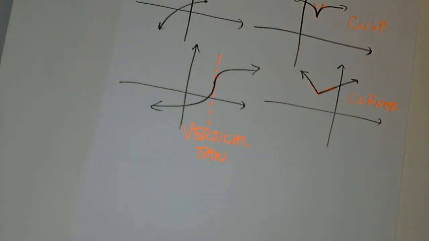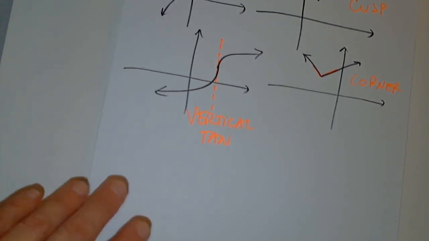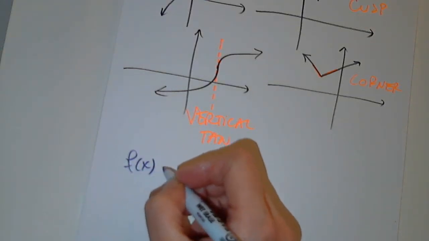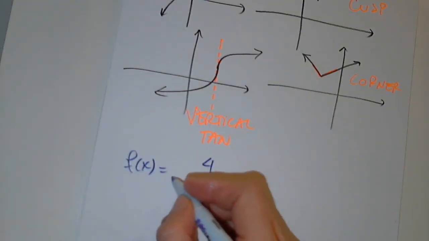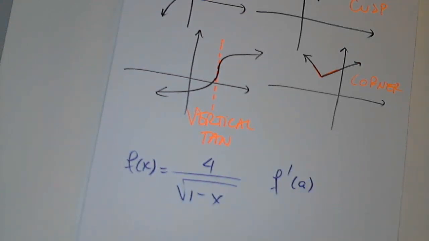We want to choose 32. Let's do that. 4 over the square root of 1 minus x. Perfect. It is on 151. So we are given f of x, which is 4 divided by the square root of 1 minus x, and we're asked to find f prime of a.